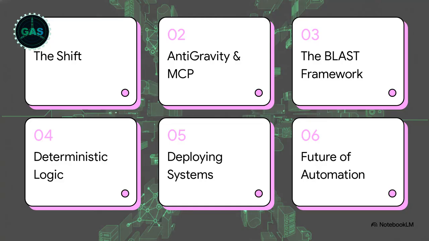So here's our roadmap for today. We'll start with the shift to AI systems, break down Anti-Gravity and MCP, walk through the BLAST framework, cover deterministic logic, look at triggering and deployment, and finally touch on the future of automation. All right, let's jump right in.